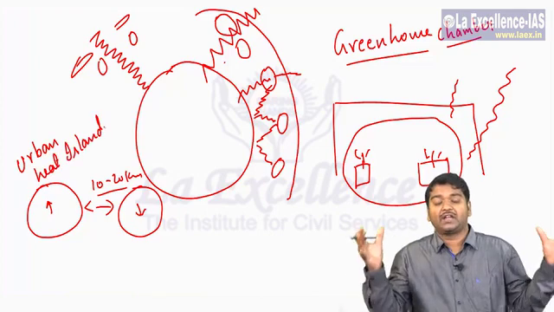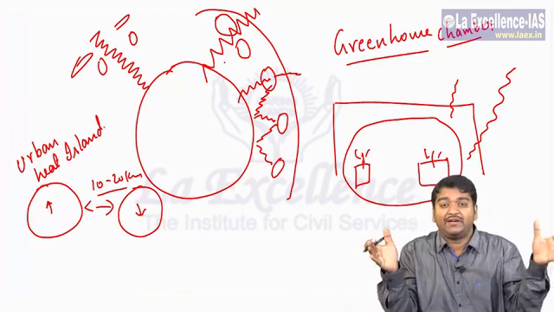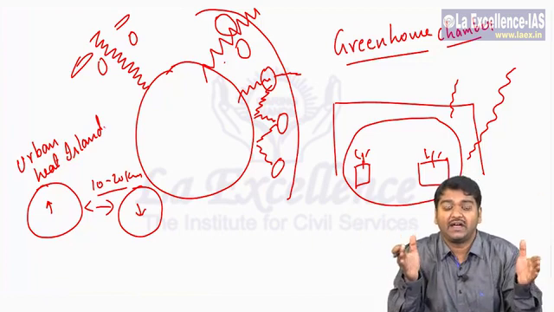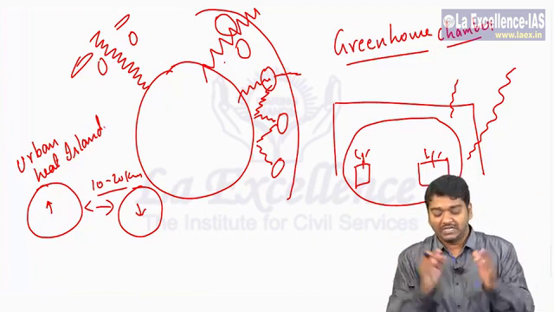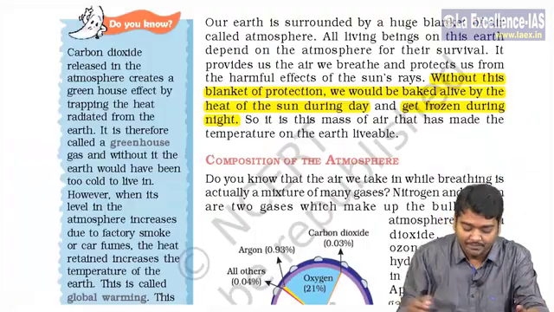Why? In the urban area, the heat is trapped. And it is only an island because the surrounding areas are cool. Only the urban area is warmer. Right? So let's quickly see some important definitions here.